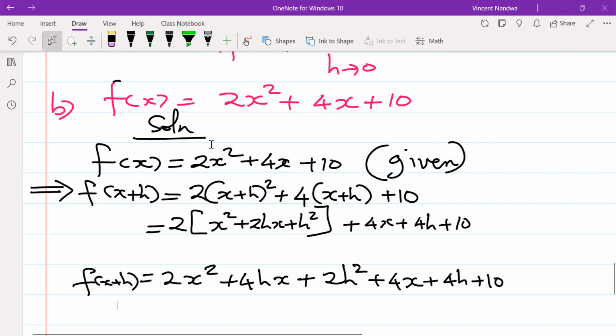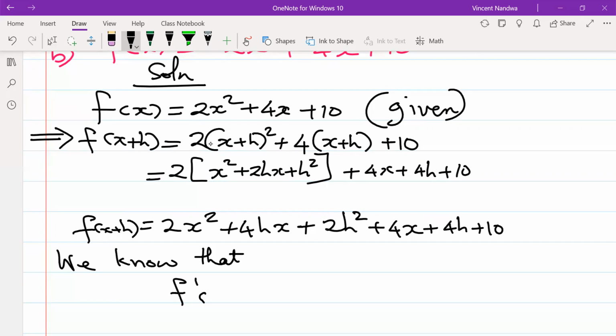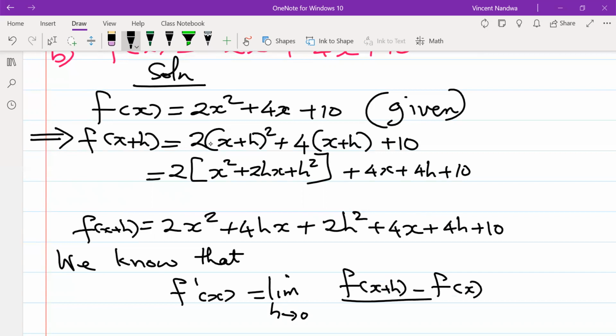Now, we know that the derivative by definition is the limit as h approaches 0 of f of x plus h minus f of x divided by h.